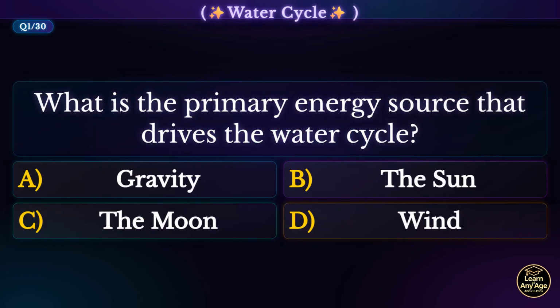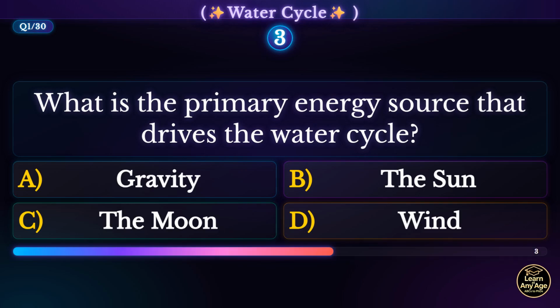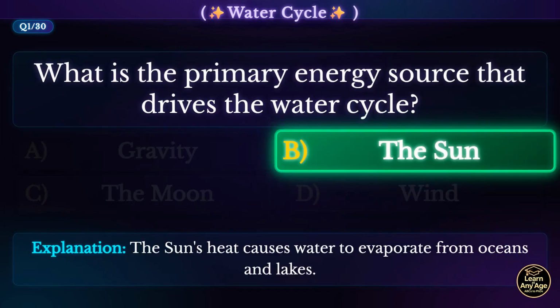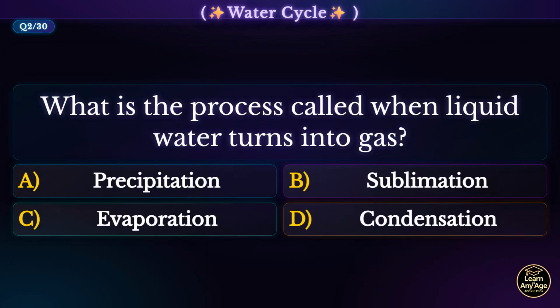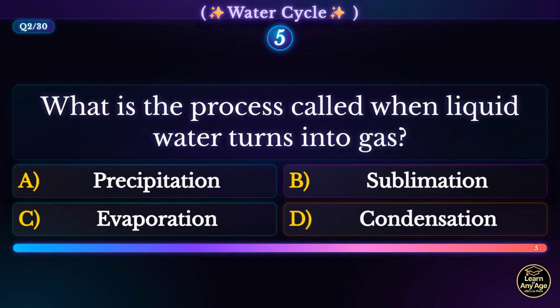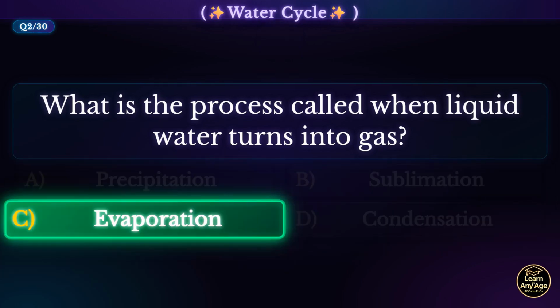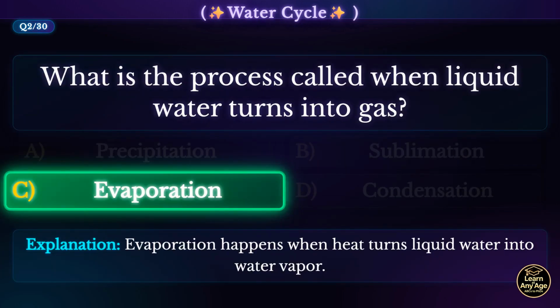What is the primary energy source that drives the water cycle? The sun. The sun's heat causes water to evaporate from oceans and lakes. What is the process called when liquid water turns into gas? Evaporation. Evaporation happens when heat turns liquid water into water vapor.